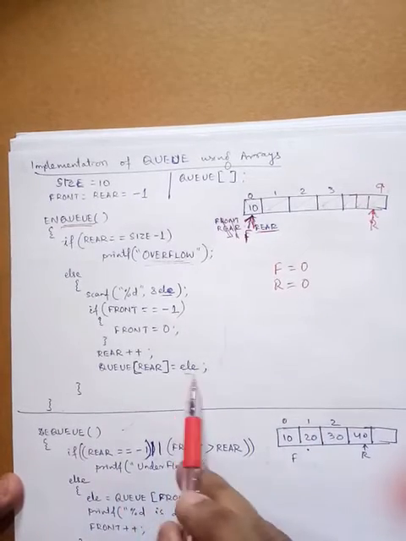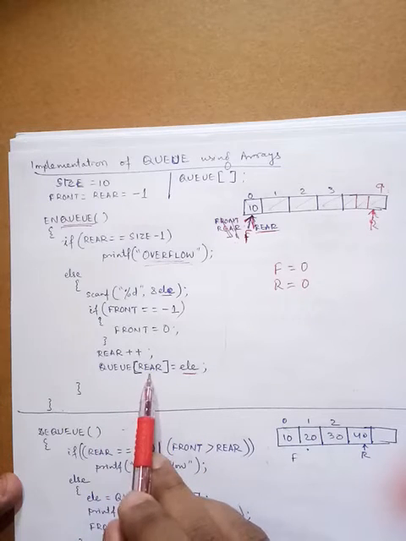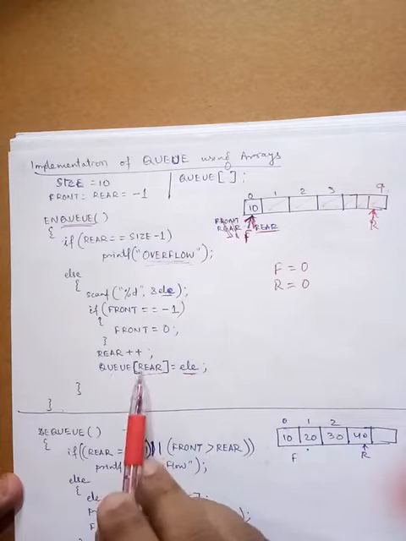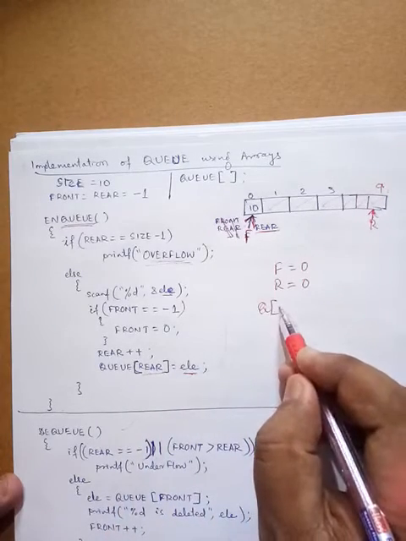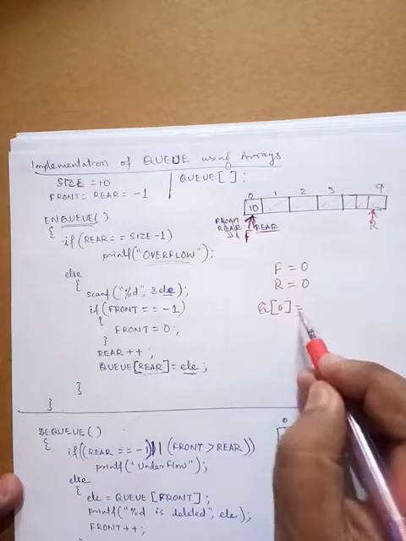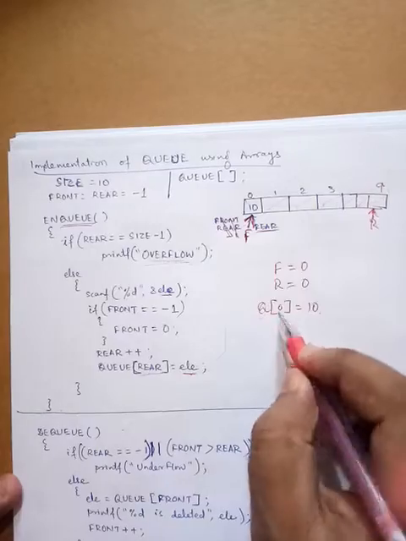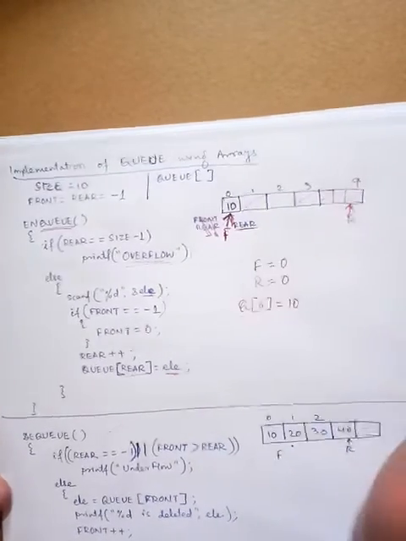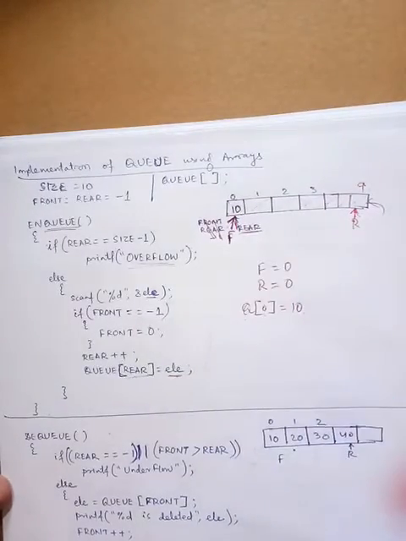Now the element that is taken from the keyboard will be inserted in Q at the rear end. The insertion, or the NQ operation, will be done at the rear end. So the element will be assigned to Q of rear. Q of rear is how much? 0. Q of 0 is equal to the element. Suppose the element is 10. So 10 will be assigned to Q of 0. So here we have assigned a new element that is inserted at this end. This is the rear end. So this element will be inserted.